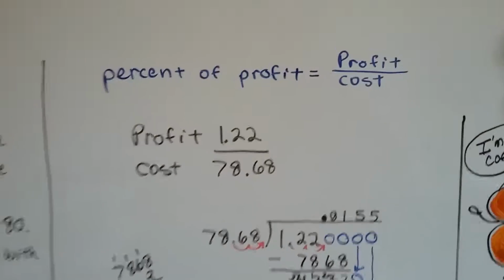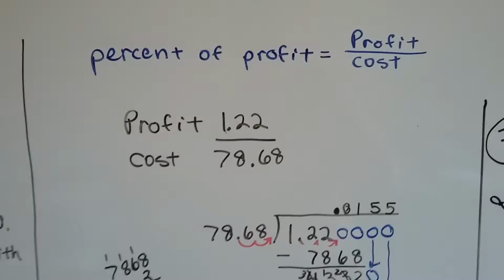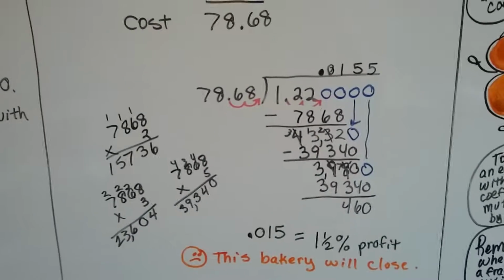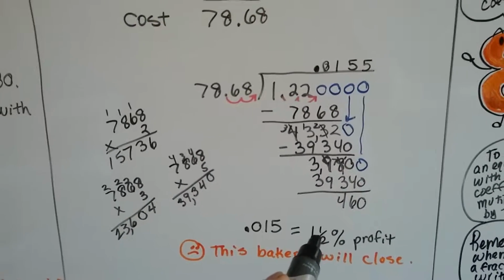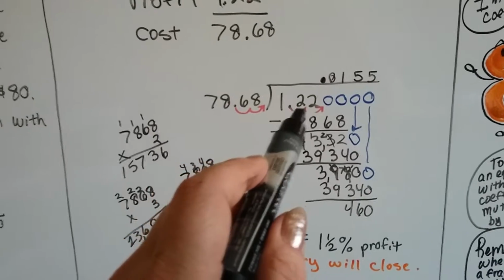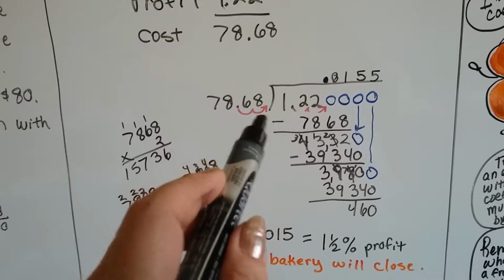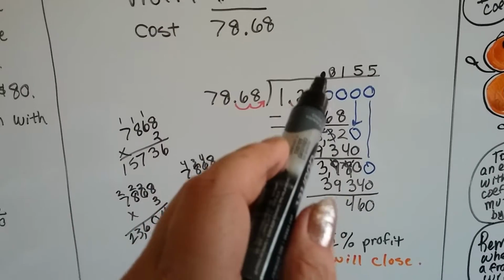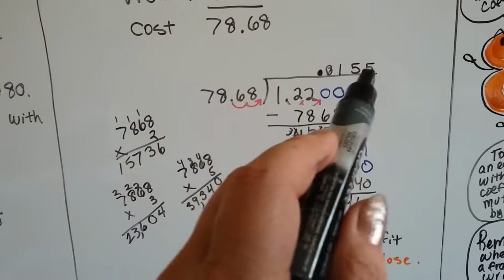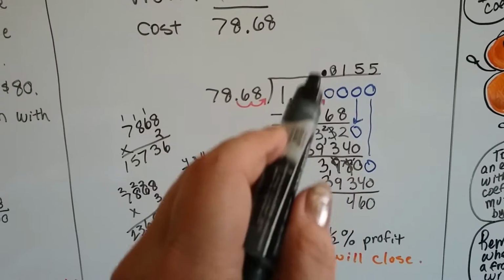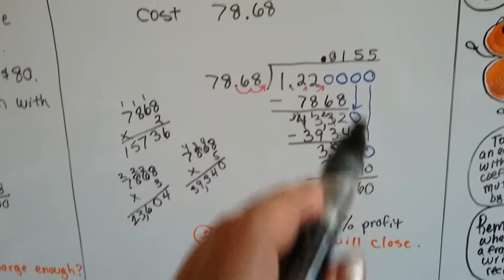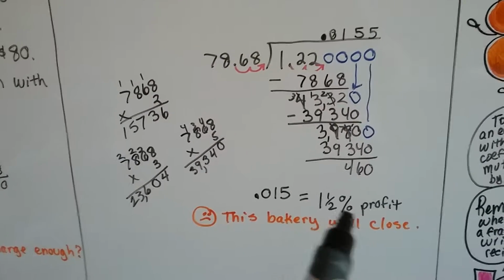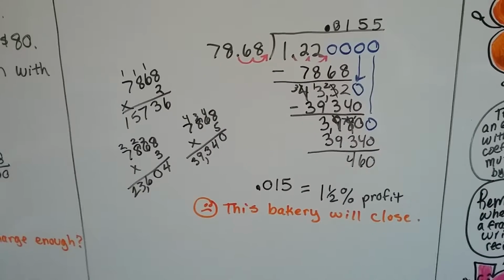Well, his percent of profit is the profit divided by the cost. And if you divide the $1.22 by the cost, he only made a 1.5% profit. We moved the decimal point over 2 spaces so that we can move it over in the divisor. And after we do all of our math, we see he got 0.0155, and because a percentage is usually just 2 spaces, I stopped. So he made 0.015 profit, which is 1.5% profit. This bakery is going to close.